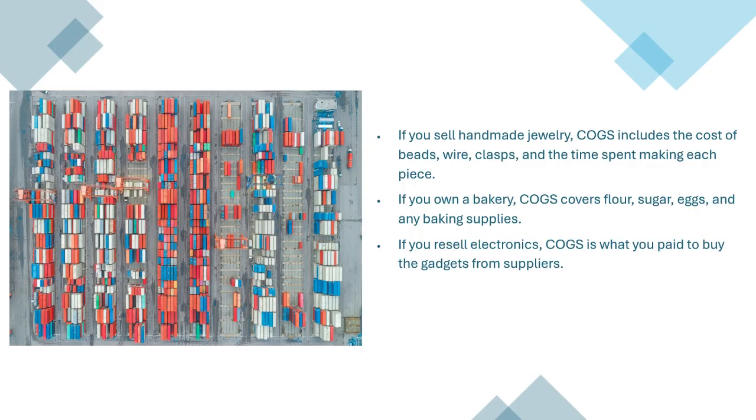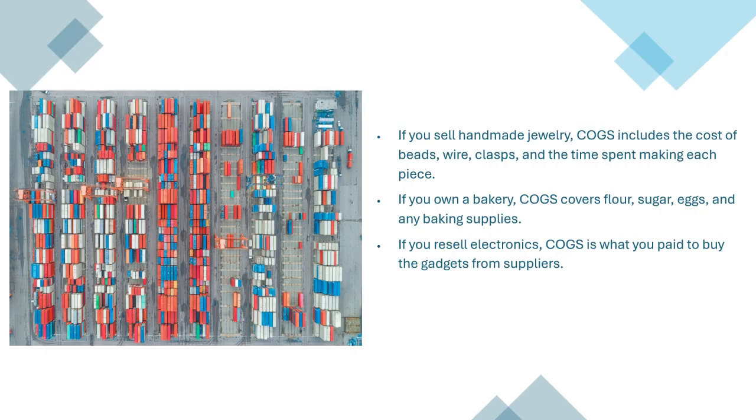Your cost of goods sold will include the cost of beads, the wire, the clasp, and the time spent making each piece. Now, let's say you're a baker. Your cost of goods are going to cover the flour, sugar, eggs, and any baking supplies.